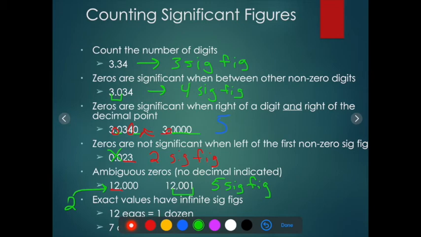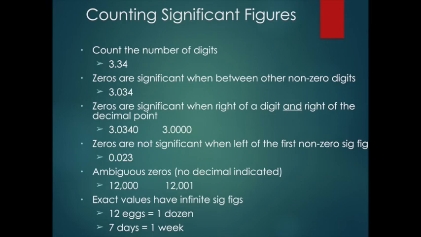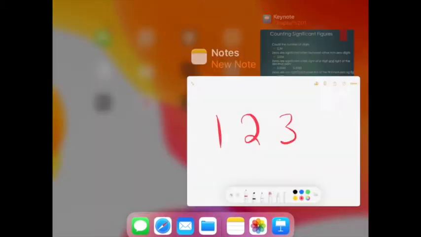Okay, and then exact values have an infinite number of significant figures. So we're going to be using more of that with our conversions. But 12 eggs is equal to a dozen. That's an exact value. So I have an infinite number of significant figures. 7 days are equal to a week. So we're not going to worry about that right now. We'll talk more about that when we do conversions. But just know that they do have an infinite number of significant figures. Okay, let's do some examples and then we'll move on.